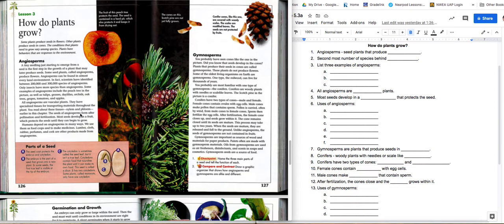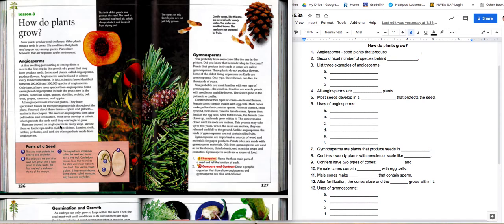The seeds of angiosperms form after pollination and fertilization. Most seeds develop in a fruit, which protects the seeds until they begin to grow. Okay, so you got the fruit there.